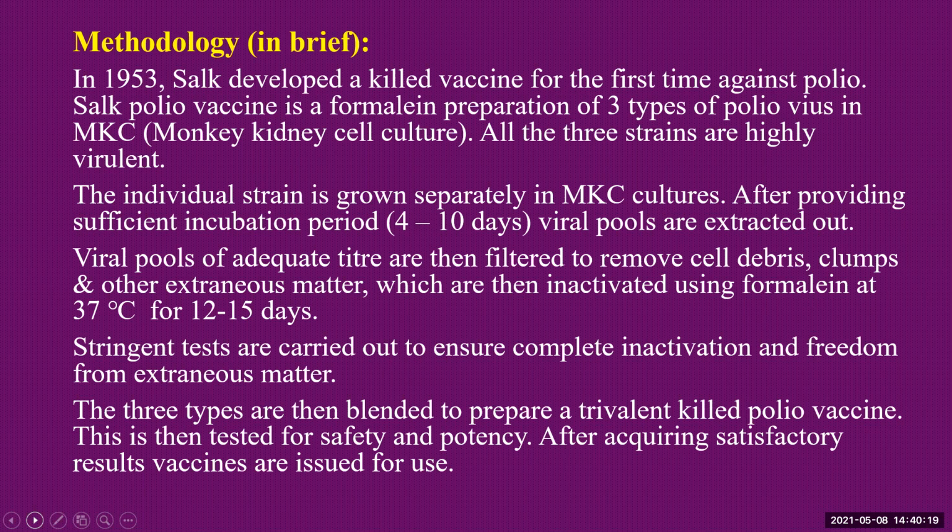So very stringent tests are carried out to make sure that the virus has been completely inactivated, and freedom from extraneous matter has been obtained. The three types of viral pools are then blended to prepare a trivalent killed polio vaccine. Then it is tested for safety and potency. And after we acquire satisfactory results, vaccines are issued for use by the public.